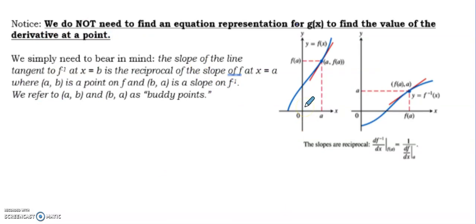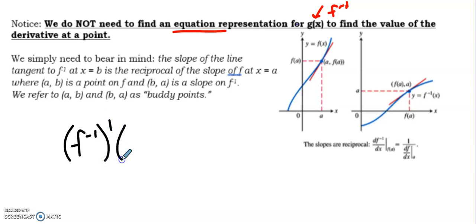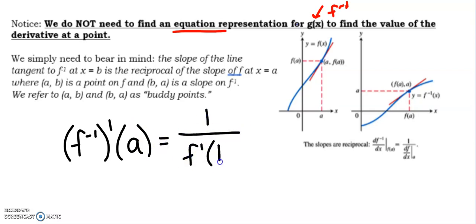Okay? What this does for us is it means we don't need to find an equation to get f inverse. We don't need to do all of those steps from pre-calculus in order to just talk about the slope. All we need is if I want the slope f inverse prime, the slope of the inverse, at a given point, it's 1 over the original slope at the buddy.